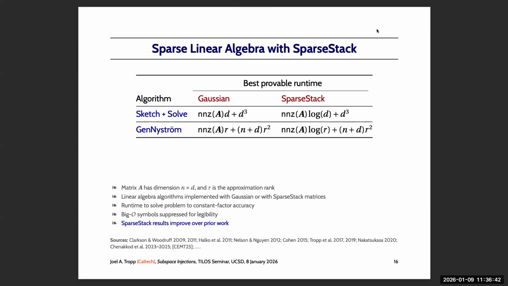Well, I'm going to talk about two different problems, linear regression and low rank approximation. And I'm going to compare the cost of implementing these with a Gaussian dimension reduction map versus a sparse dimension reduction map. And what you see is that as compared with the Gaussian, the sparse dimension reduction map results in an exponential improvement in the cost. And it takes this dimensional factor to a logarithmic factor. And that's true in both of these problems, both linear regression and low rank approximation.